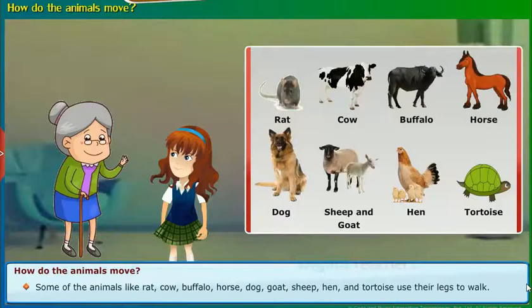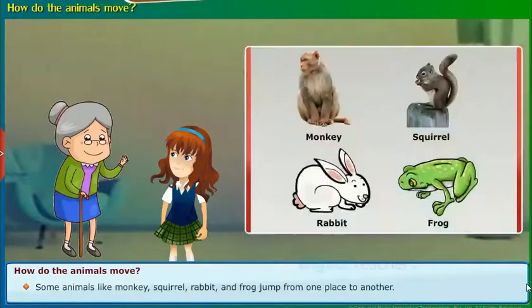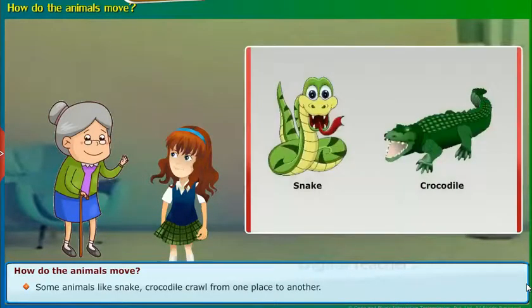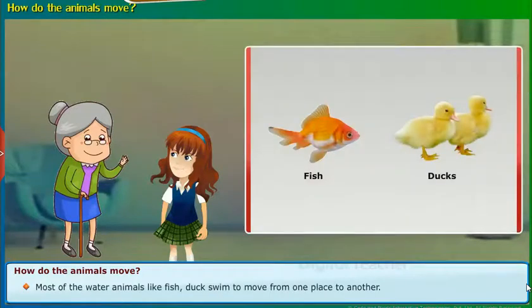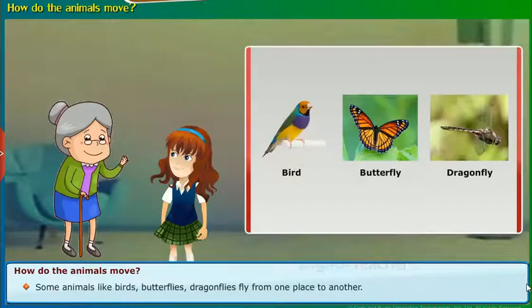Some of the animals like rat, cow, buffalo, horse, dog, goat, sheep, hen, and tortoise use their legs to walk. Some animals like monkey, squirrel, rabbit, and frog jump from one place to another. Some animals like snake, crocodile crawl from one place to another. Most of the water animals like fish, duck, swim to move from one place to another. Some animals like birds, butterflies, dragonflies fly from one place to another.